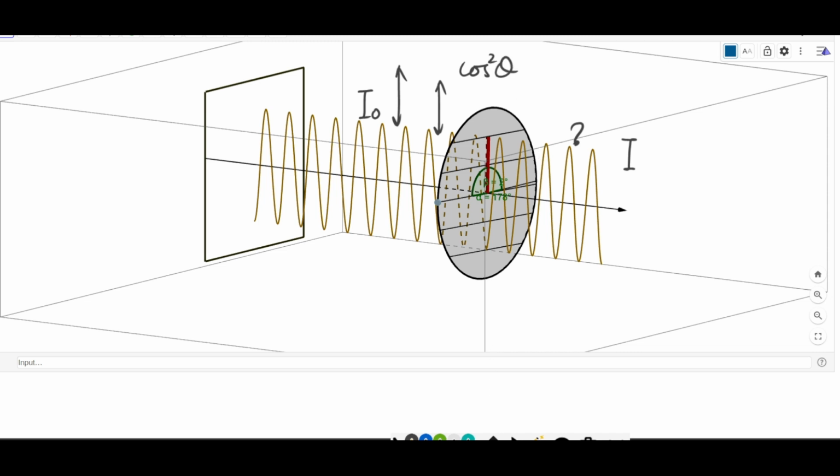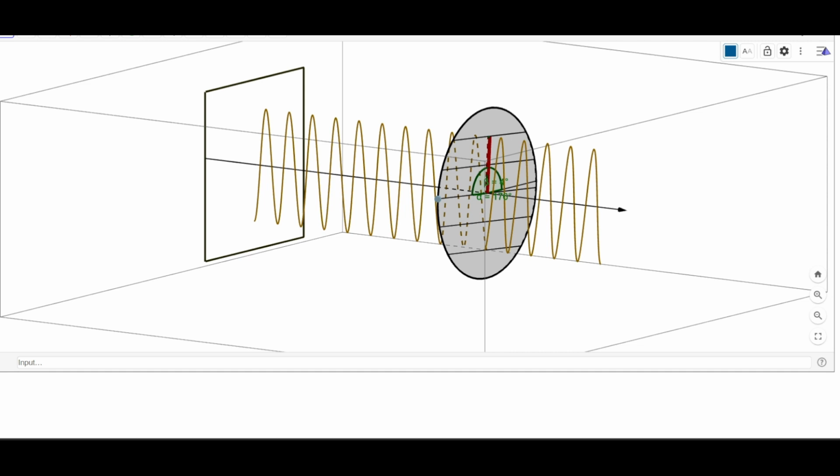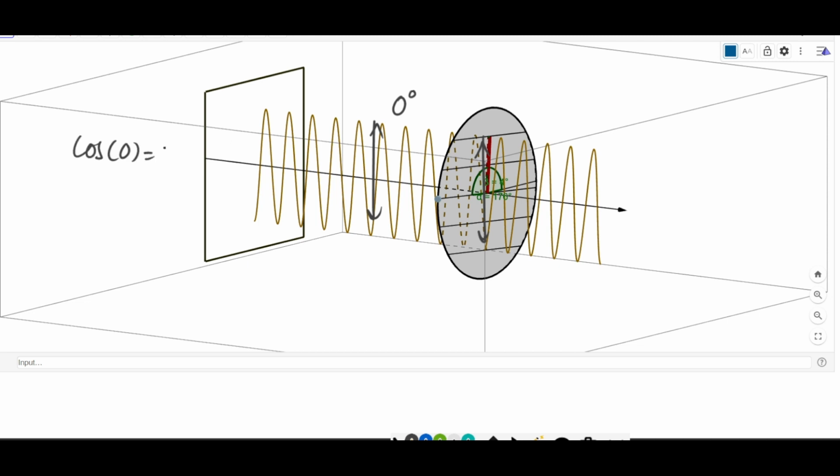Now let's see how this is going to affect this. Let's say I change the orientation of the filter. In this situation, the filter angle is 0. Whatever the orientation of the wave, the plane's filter is exactly in the same orientation, so the angle between them is 0 degrees. So what is cos of 0 degrees? It's 1, and when you square this, it becomes 1.